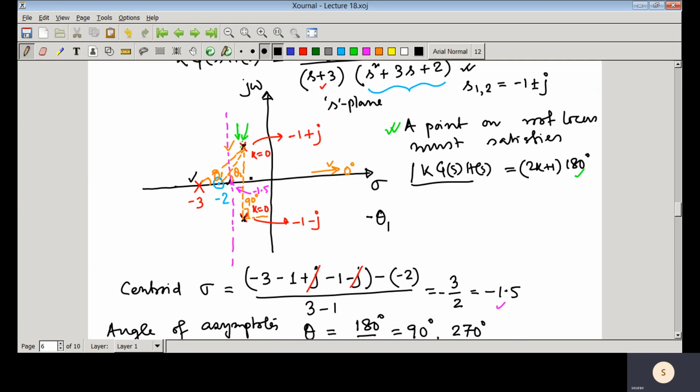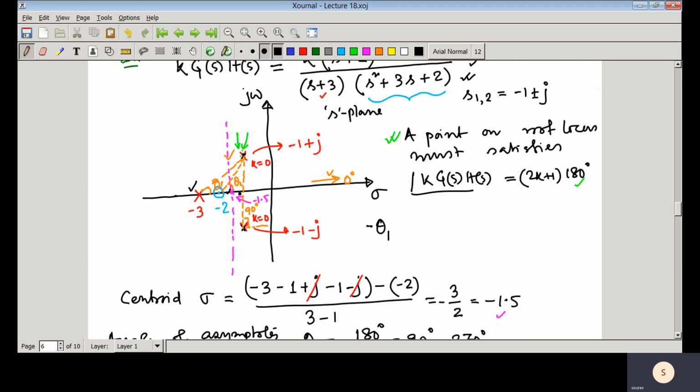And what would be theta 2? Theta 2 is the angle contribution due to this zero, and as it is in the numerator, its angle contribution would be theta 2. And here there is a pole, so its contribution would be 90 degree, and as it is a pole, it would be minus 90 degree. And there is a point which is very close to this particular pole.